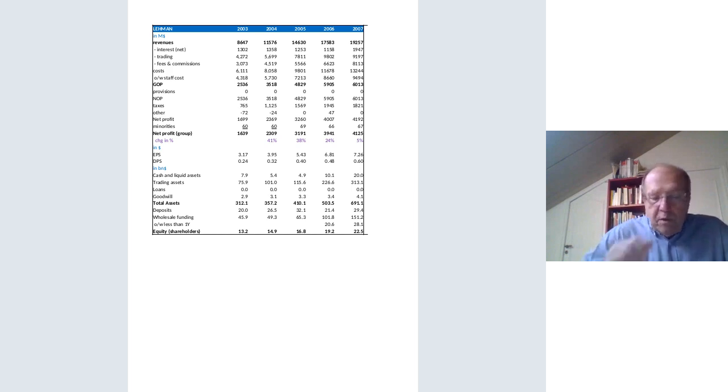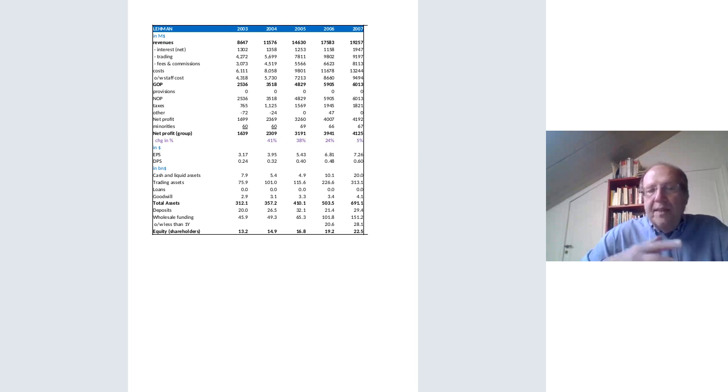But look at cash. On the left side, they moved from 8 billion to 20 billion, not that much. At the same time, the trading asset, the assets they roll over, they are purchasing, selling, dealing with the client, it moved from 76 to 313. So it's a lot of movement. And guess what? How do they fund that? They fund that with wholesale funding. And the wholesale funding moved from 46 to 151.